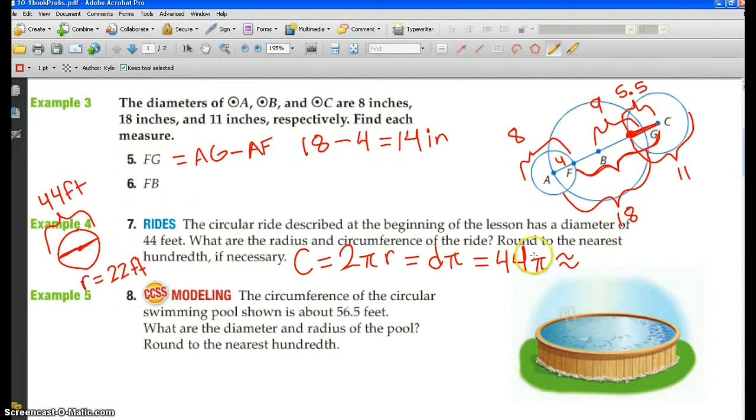So 44 pi, but we're going to take this to our calculator. We're going to type in 44 times pi, which is approximately 138.23. Correct units here are feet.